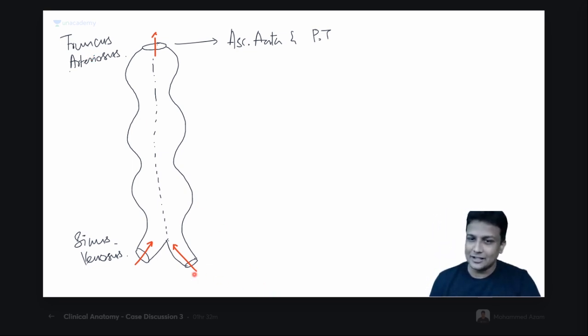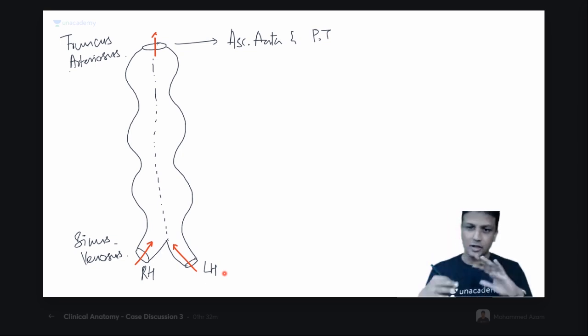Now welcome to sinus venosus. Is it fused or free there, sir? It is not fused. So if it is not fused, there will be a right horn and then a left horn. There will be two horns, right horn and left horn.